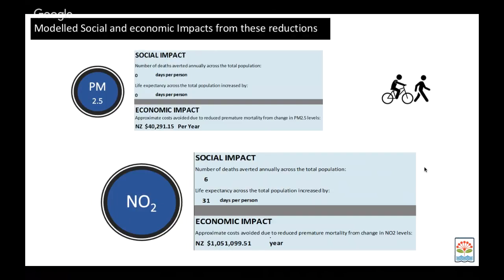So the social and economic impact from these reductions: basically there's no effect at all for PM2.5 in terms of deaths and life expectancy, but an NO2 reduction will see an approximate reduction in 6 deaths annually, and increase the life expectancy of folks living there by 31 days. And the economic impact is about $1 billion a year. Sorry, 1 million. And 51 cents.